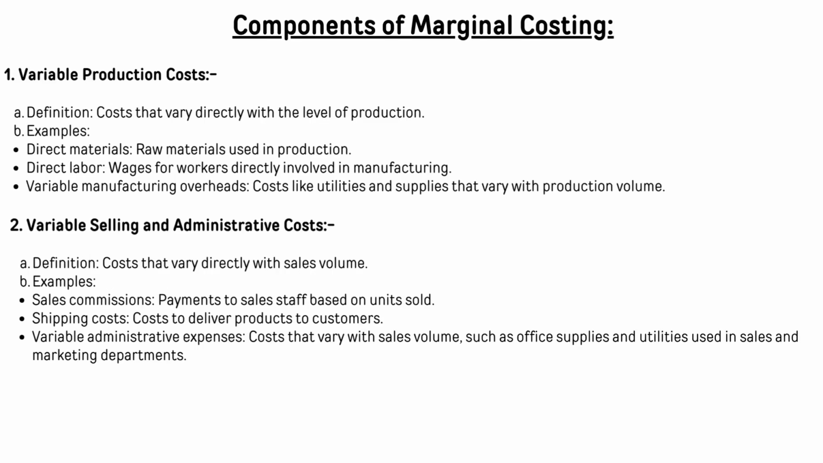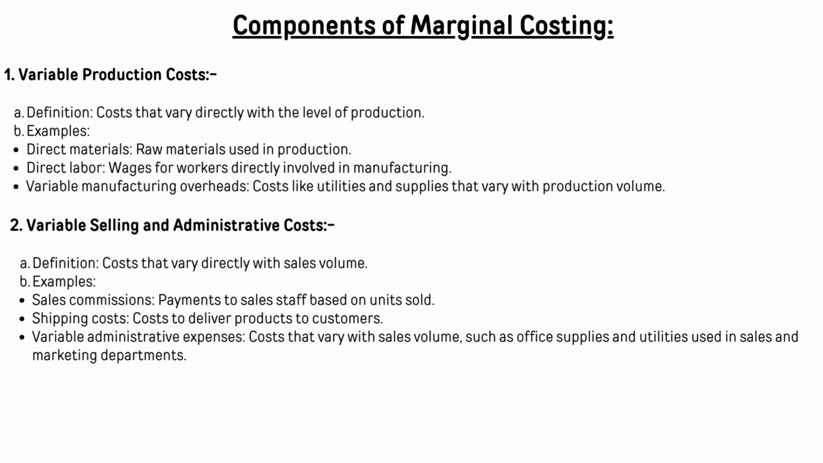Components of marginal costing. Variable production costs. Definition: costs that vary directly with the level of production. Example: direct materials, raw materials used in production; direct labor, wages for workers directly involved in manufacturing; and variable manufacturing overheads, costs like utilities and supplies that vary with production volume.